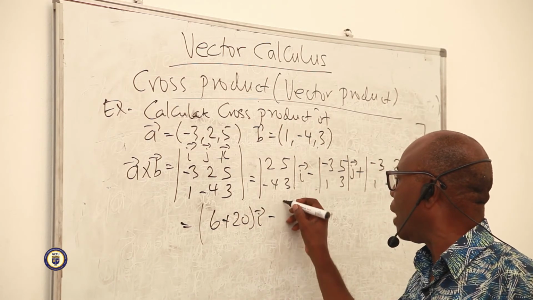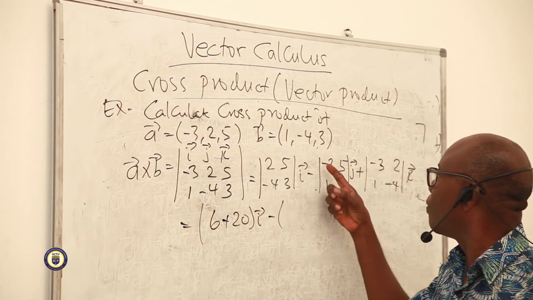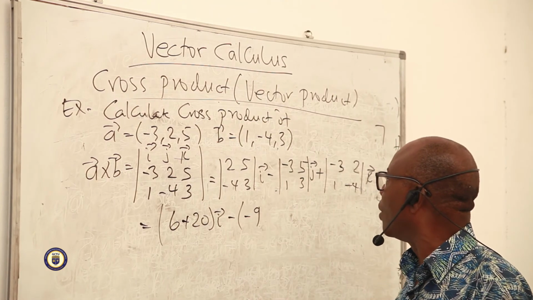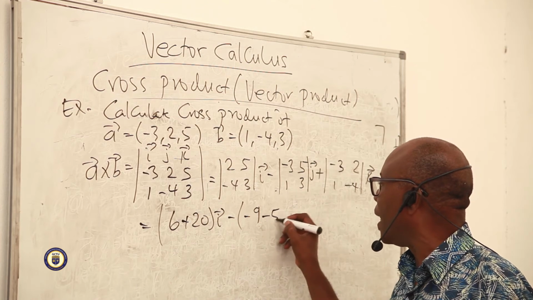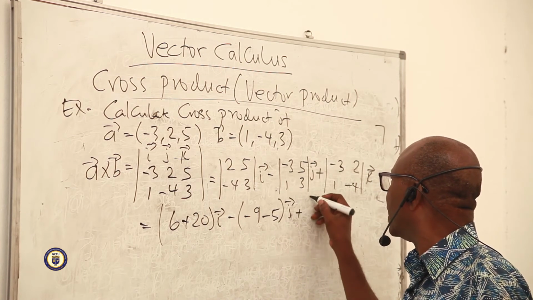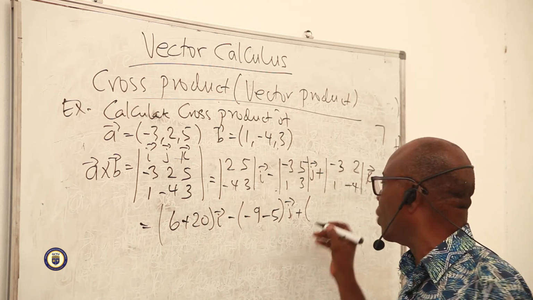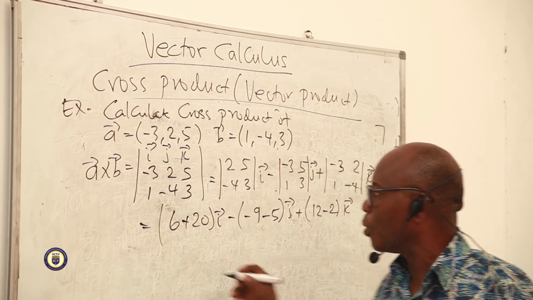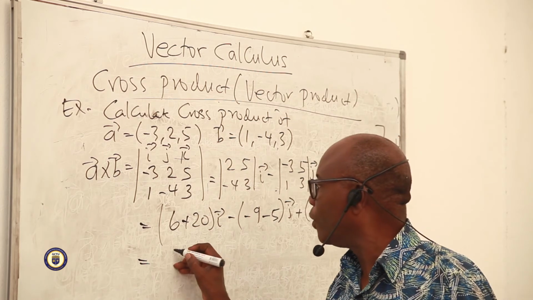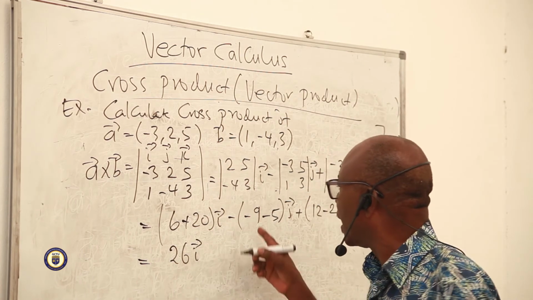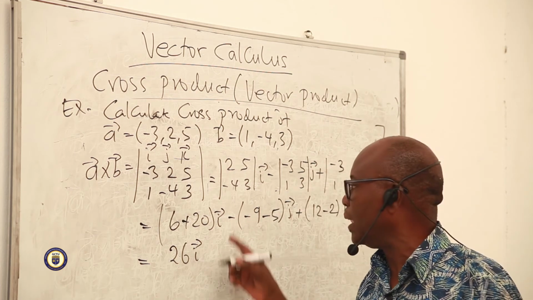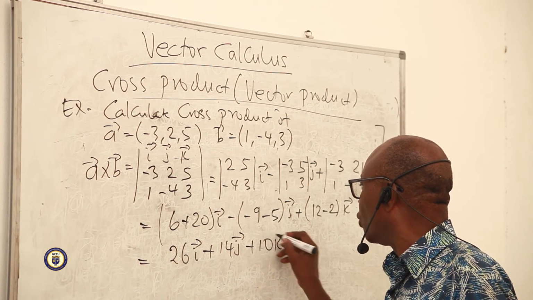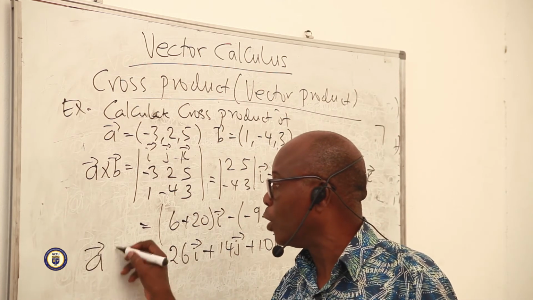When we find the first determinant, we have 2 times 3 is 6, minus 5 times negative 4, which becomes positive 20, so 26I. Our minus is still here for J: negative 3 times 3 is negative 9, minus 1 times 5 is 5, so minus 14, and with the minus sign gives plus 14J. For K: negative 3 times negative 4 gives 12, minus 1 times 2 gives 2, so plus 10K. This is the cross product of two vectors.